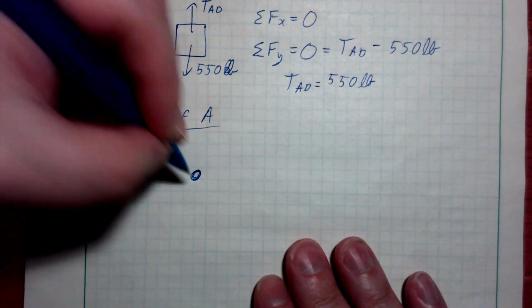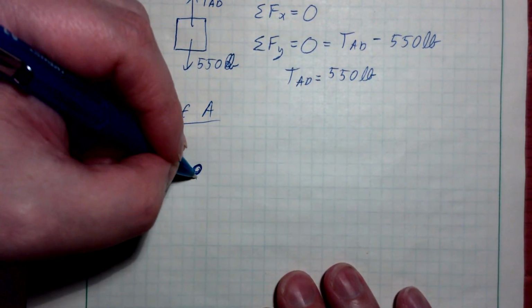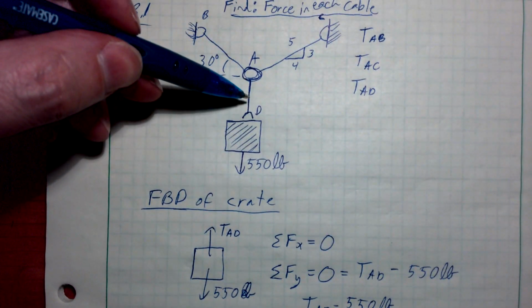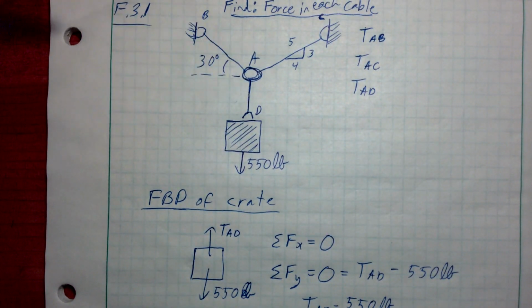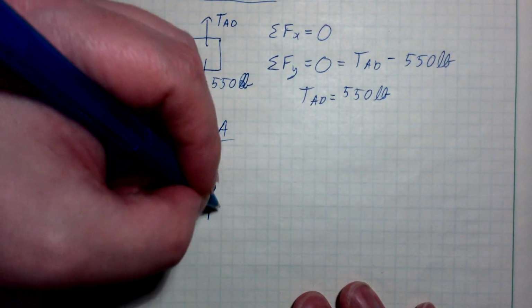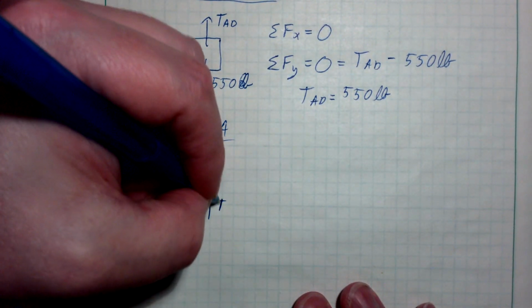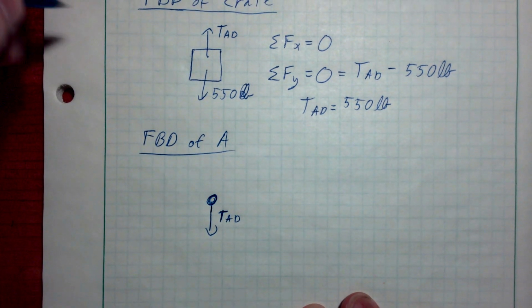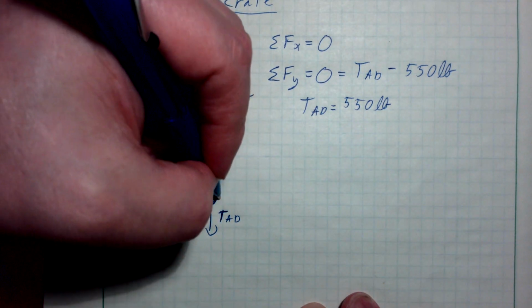And so if I do that, if you look at what's attached to knot A, I've got a cable here, and a cable here, and a cable there. I've got 3 cables, so I'm going to draw tension forces at all those. I've got TAD pulling down, because it's tension. Tension always pulls. Now I'm going to draw in components here.